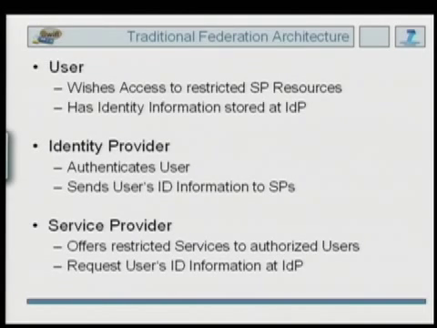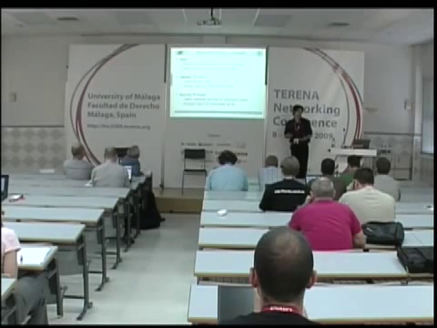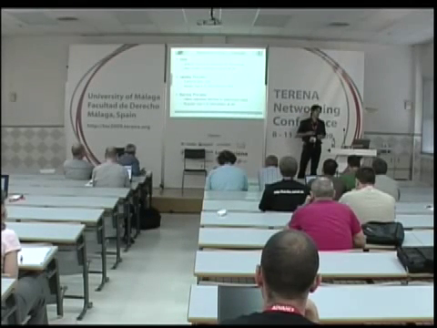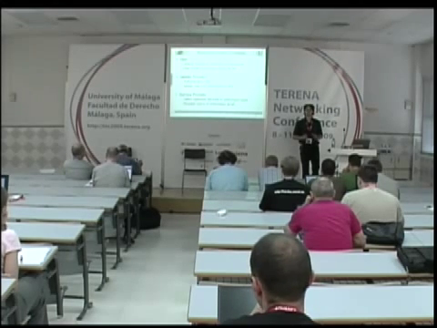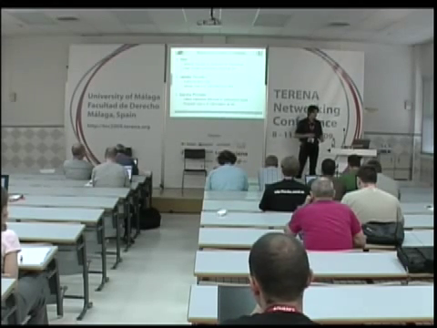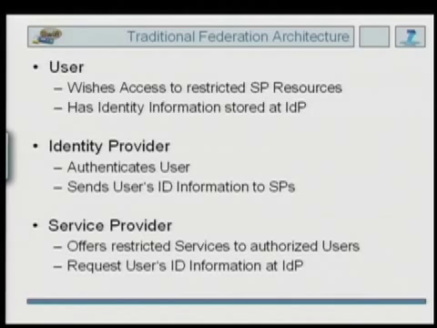Usually we have the user, who wishes to have access to some restricted resources, and the user has his or her identity information stored at his or her identity provider. We have the identity provider that authenticates the user, does the initial login, and sends the user's identity information to service providers. Then we have the service providers that are offering restricted services to authorized users and that request users' identity information at the identity provider.